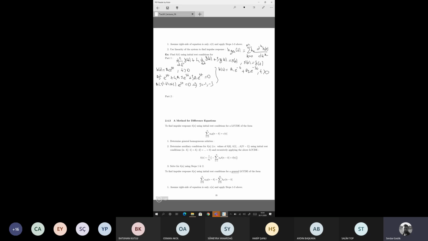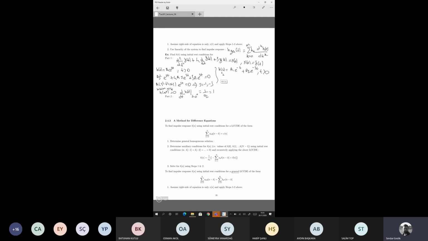Well, I'm done with the first step. Now I'm at the second step. I will assume initial rest. The initial rest assumption tells me that h of 0 plus is 0, and d by dt of h of t evaluated at t equals 0 plus is 1. So I will be using those two conditions to find h of t.